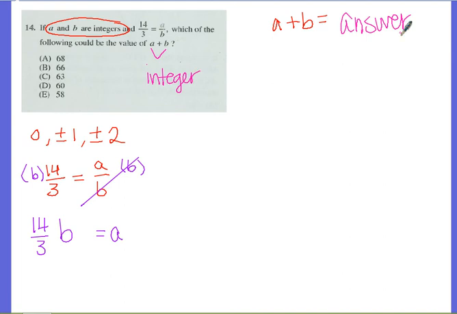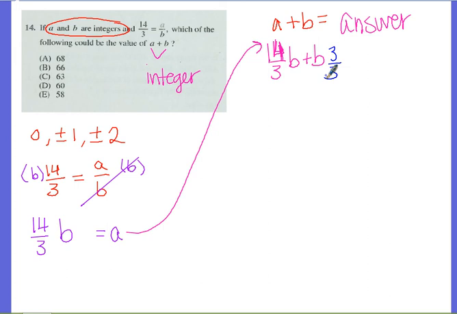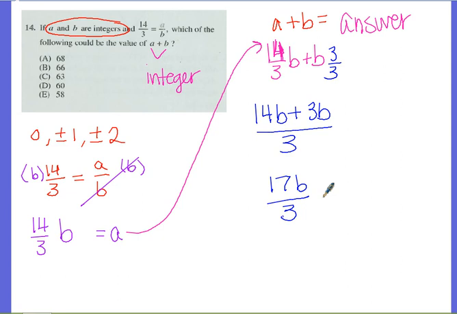Alright, so for A, I'm going to use my answer right here, and I get 14/3 B plus B. I'm going to get a common denominator, so I'm going to multiply this by 3 over 3. So I get 14B plus 3B all over 3. So you end up with this weird thing, 17B over 3. Now this is actually going to be equal to the sum, that sum of A plus B.